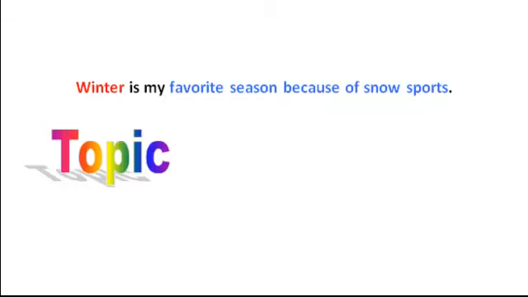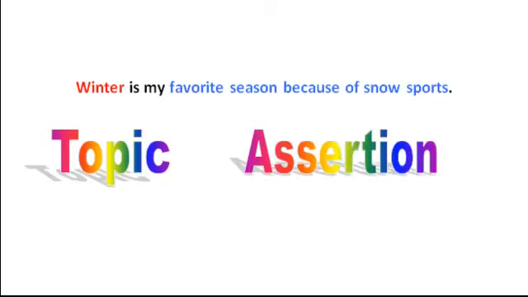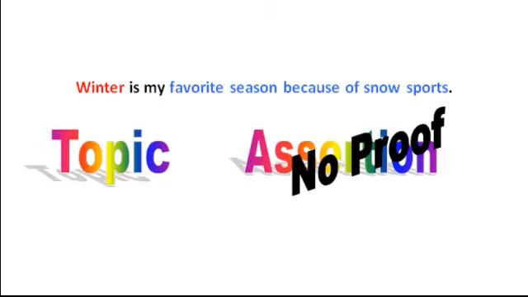A thesis statement has a topic. We've already talked about topics, and in this sentence the topic is winter. But a thesis statement also has an assertion. An assertion is a strongly worded statement with no proof behind it. Of course, there's no proof in your thesis statement because your paper will be providing the proof. Remember, your assertion is a strongly worded sentence. It's your opinion, it's your point of view, and you haven't given any proof for it yet.